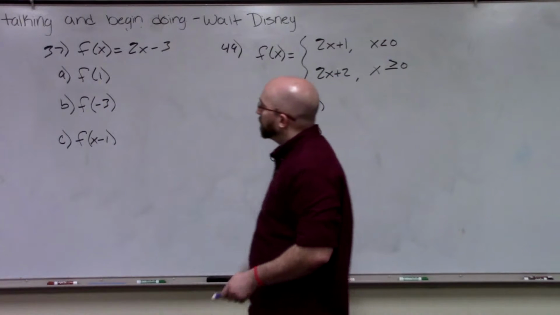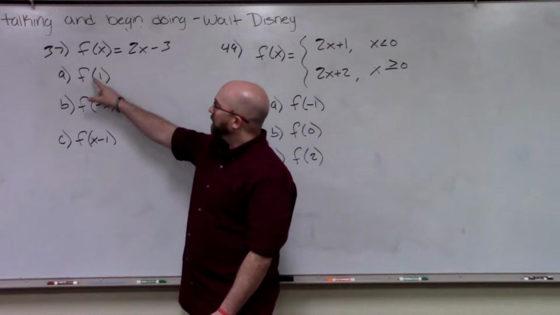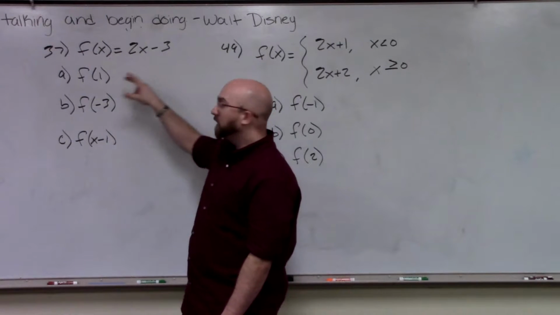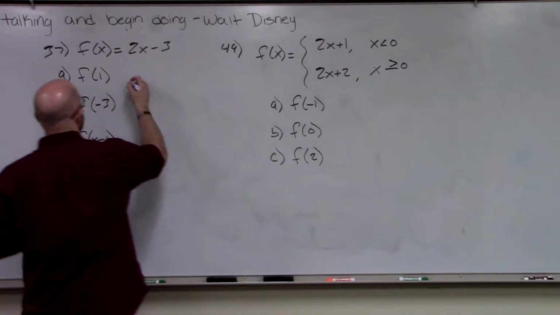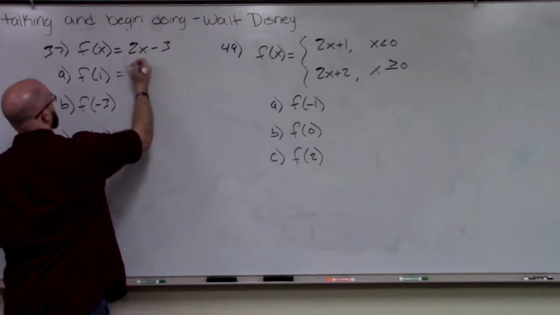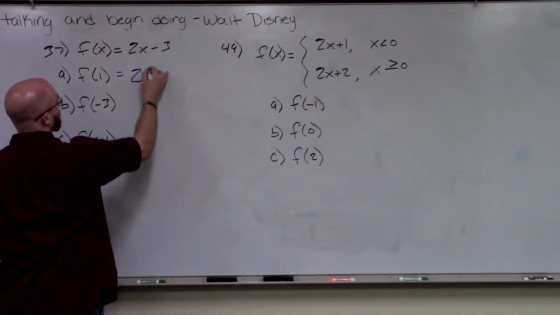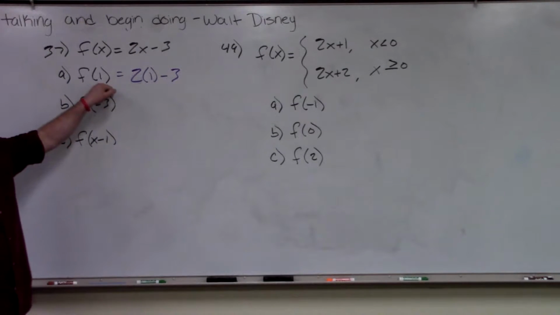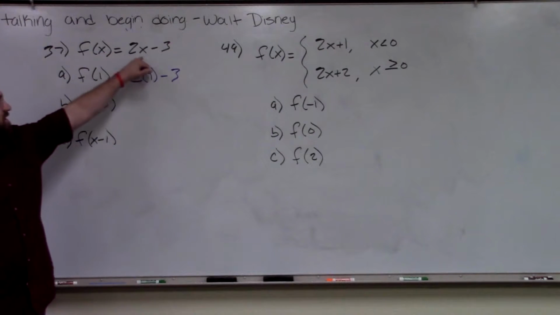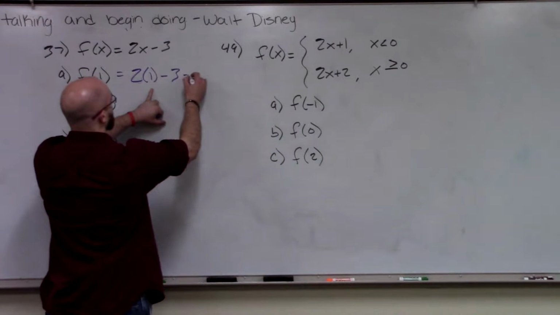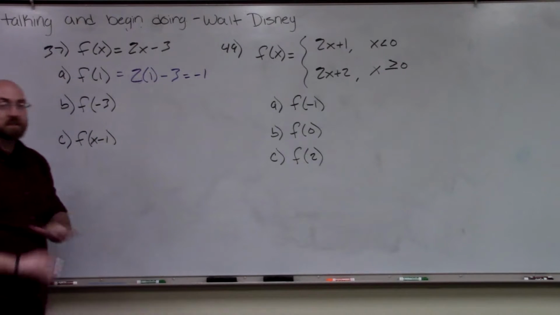We're going to do f of 1. So we're going to plug 1 into all the x's in our equation. So f of 1 basically looks like this: 2 times 1 minus 3, because I plugged a 1 into the x, and that goes into this equation. So 2 times 1 is 2, minus 3, that equals -1. That's all you do.